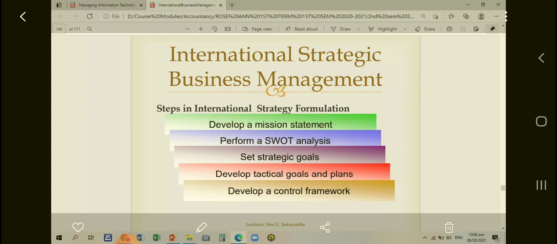Once you have answered these questions and finalized your list, you can now use the SWOT analysis to develop strategies for achieving your business goals. Next is set strategic goals. Strategic goals can have a significant impact on the success and productivity of your team.